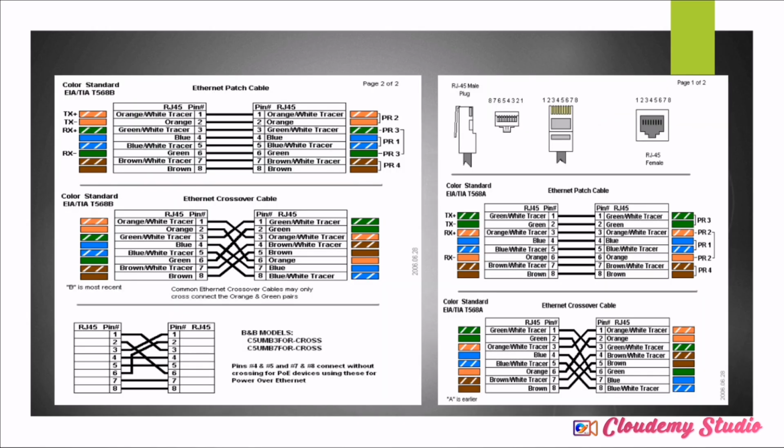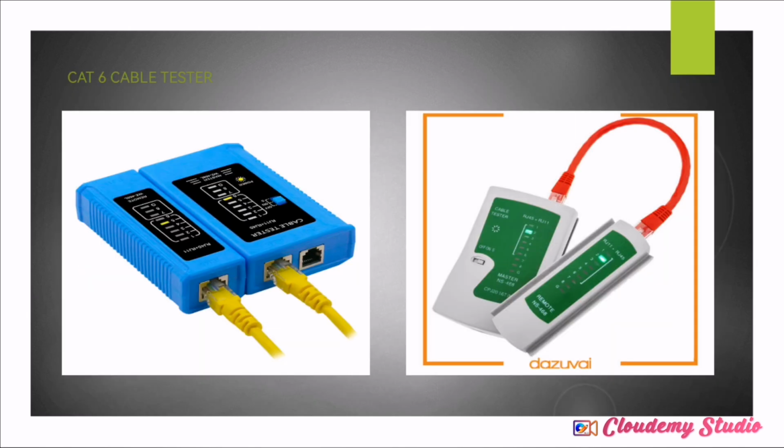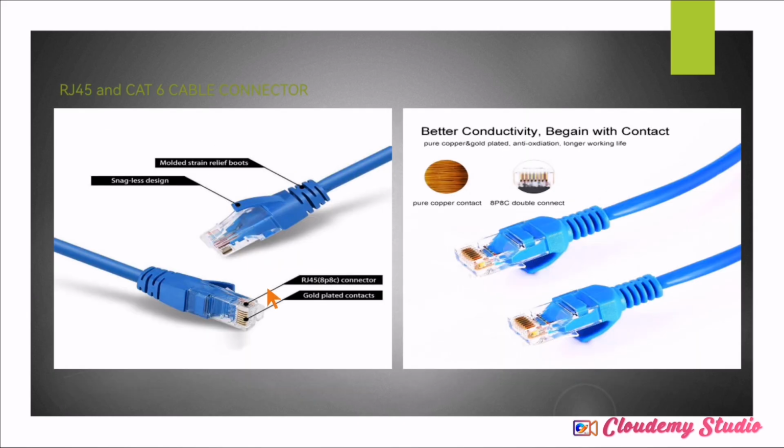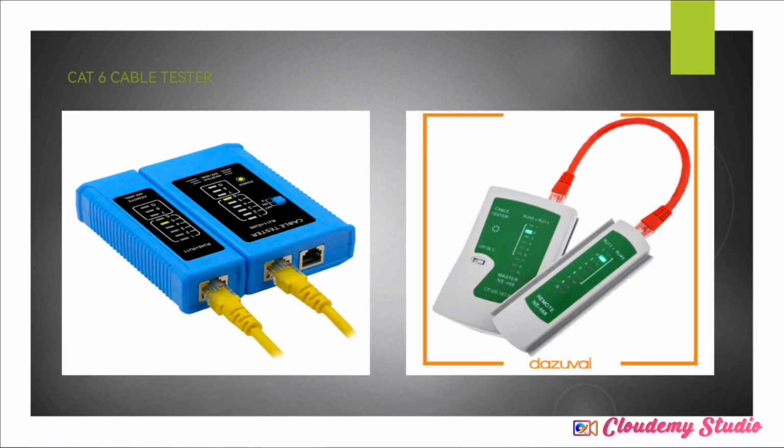Sure, we are almost done. We are almost done. I know you are tired. So here it's just the picture showing the types of the color code when making this RJ45 or network cable, when making these cables. So these are just the colors.